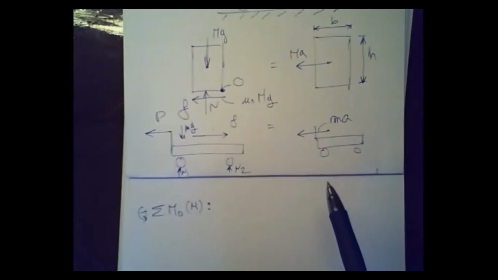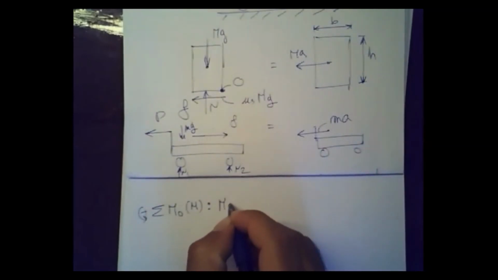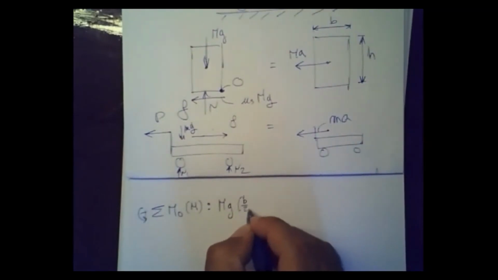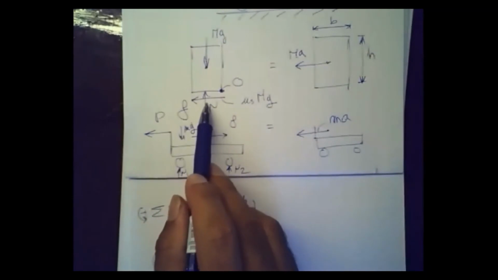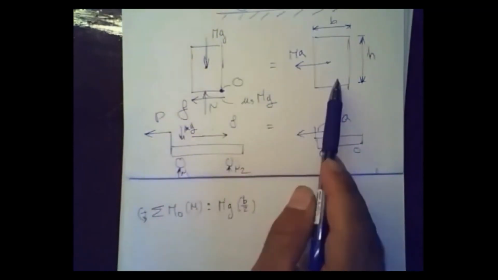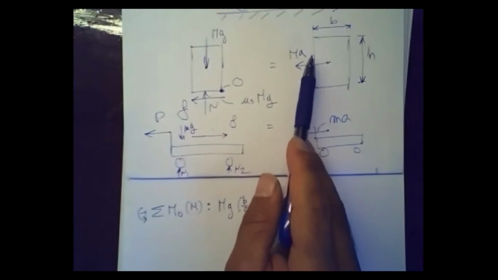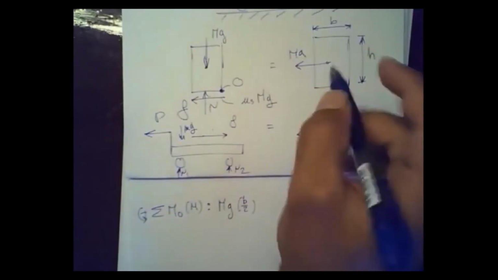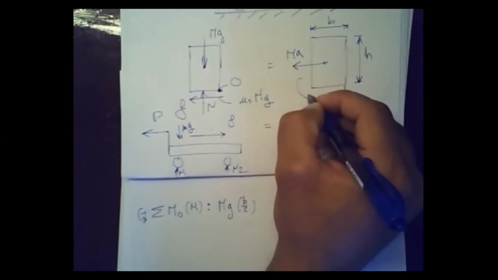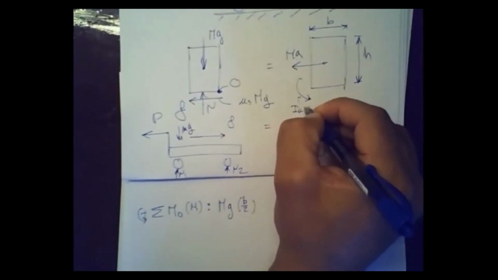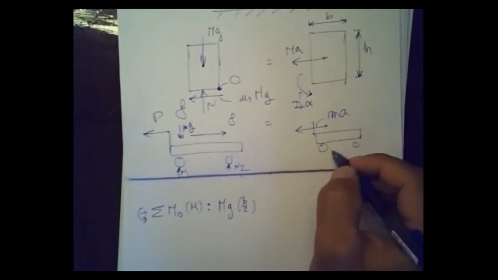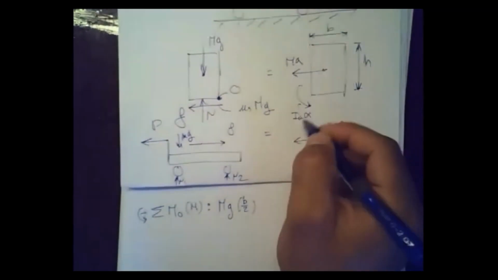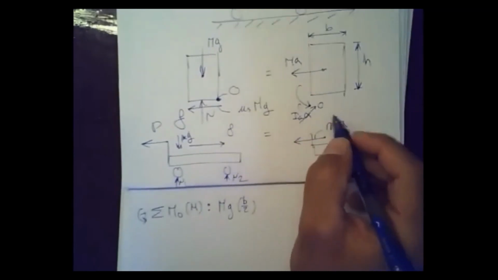mg times b over 2. Exactly, mg times b over 2. So in reality, you always have a moment by the force N, right? So these moments are basically in equilibrium by ma, okay? But how come I don't have I_G alpha here? Because the object is not rotating. Exactly, not rotating.